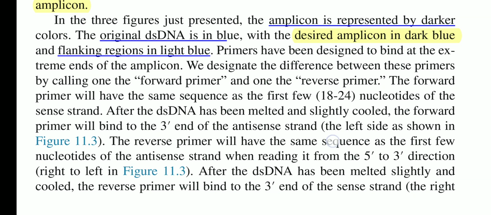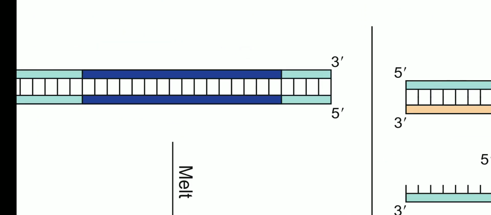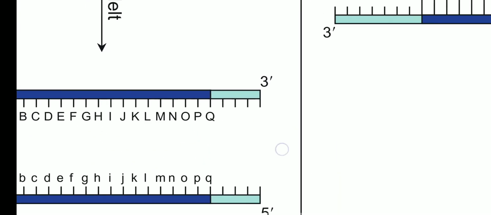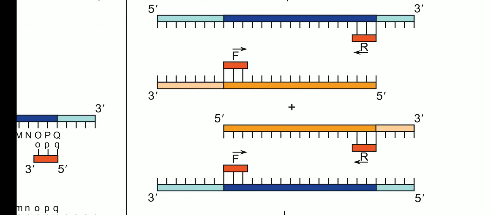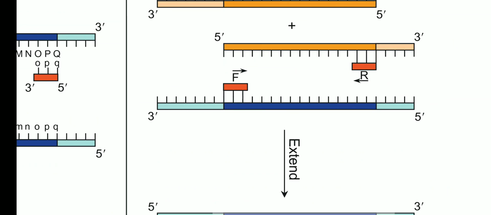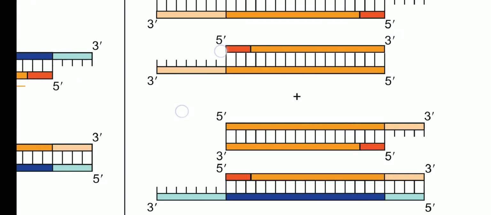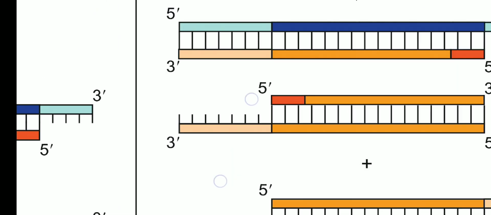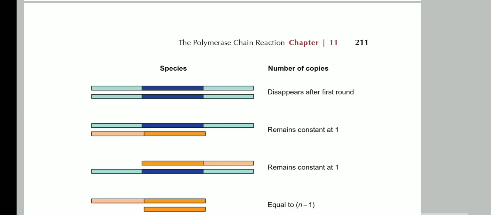So here the color is dark blue, something I have to explain. The dark blue is the desired gene we want to amplify. The light sky blue color is your extraneous nucleotide, and this is the primer in your red color. Orange color is the fragment we want in a PCR. The light orange is the unrequired fragment DNA. Okay, so this is the thing.